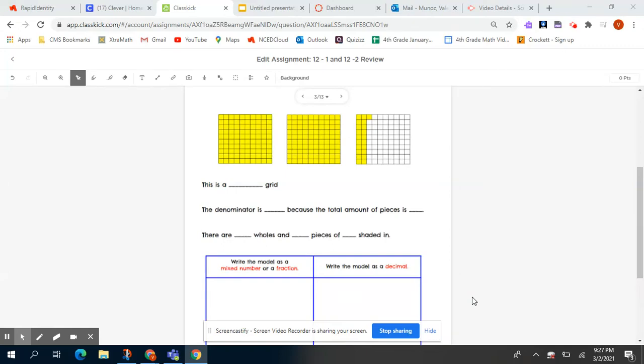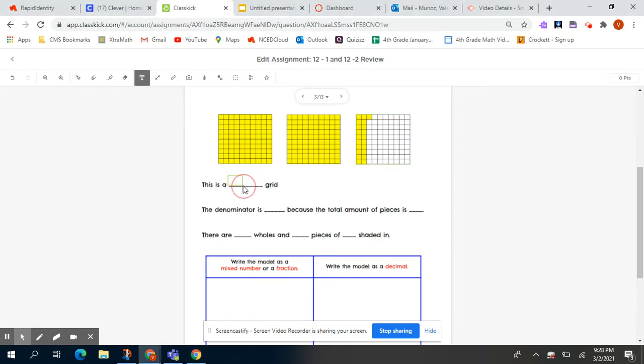All right, scholars, now let's try the other type of grid, the hundredths grid. In this one, I'm going to start by observing my model. I see that I have one grid, two grids, three grids in total. I can see also that this grid is broken into 100 pieces each. So this one has 100 pieces, this one has 100 pieces, and this one has 100 pieces.